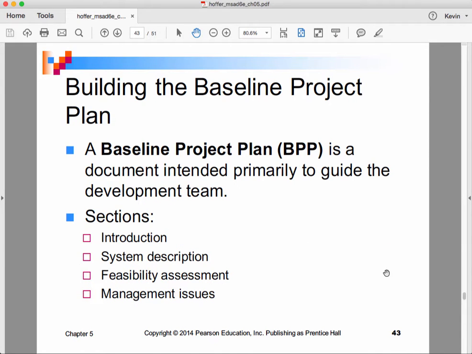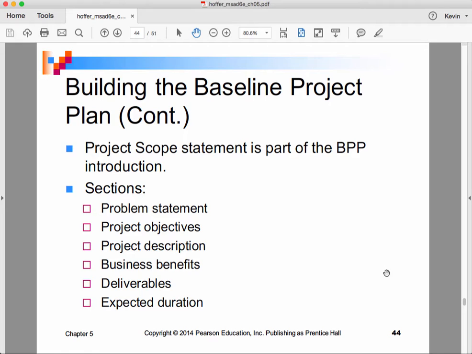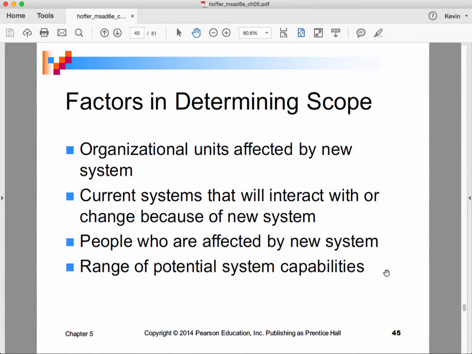So, a baseline project plan is a name that they give to a fairly extensive project plan that would come out of a traditional waterfall project planning effort. And it could have a lot of sections in it: introduction, system description, feasibility assessment, management issues, statements of project scope. I have a whole bunch of stuff here on slide number 44.